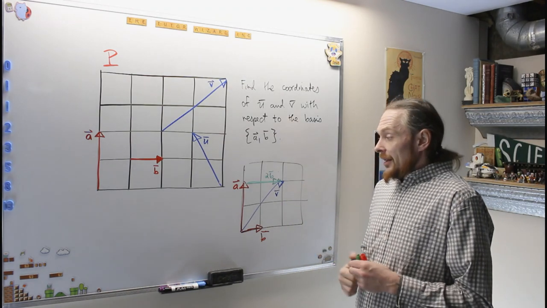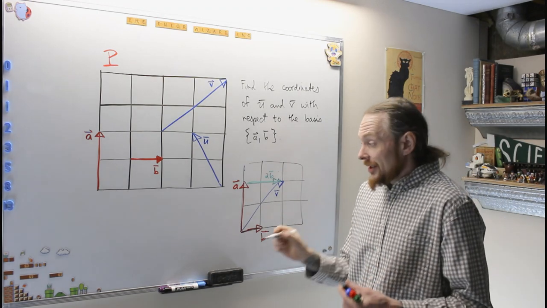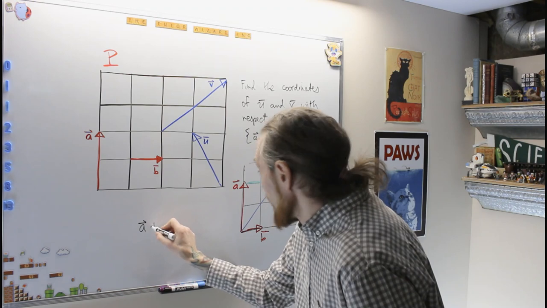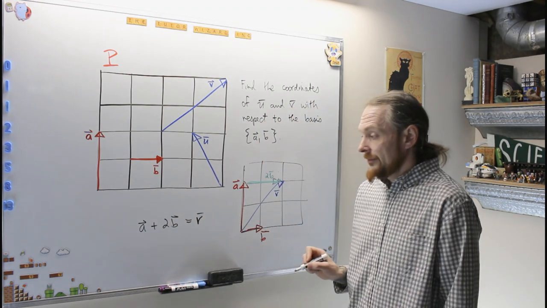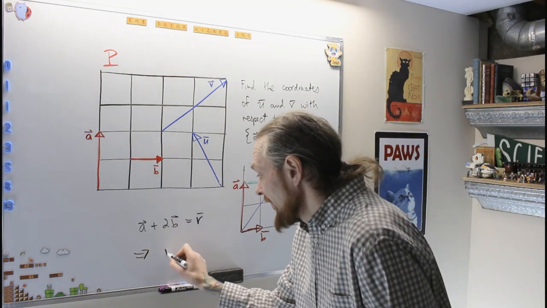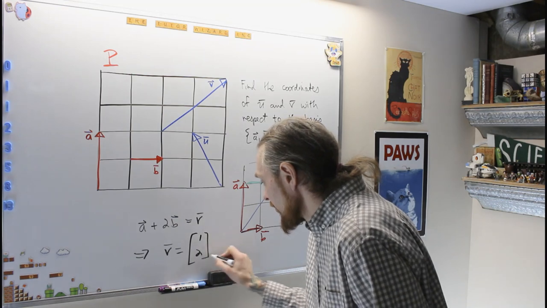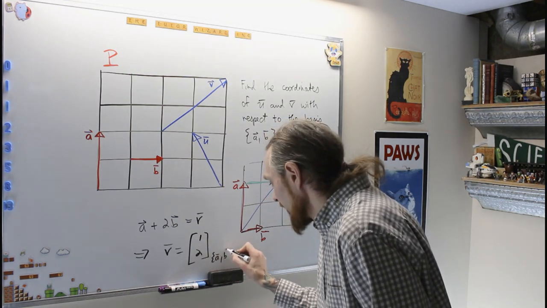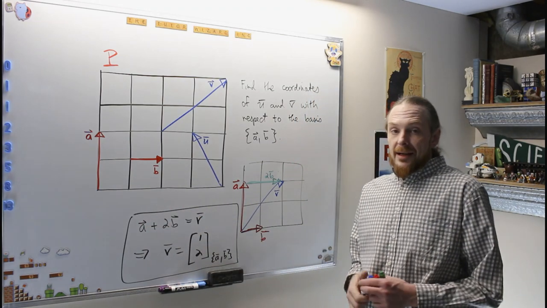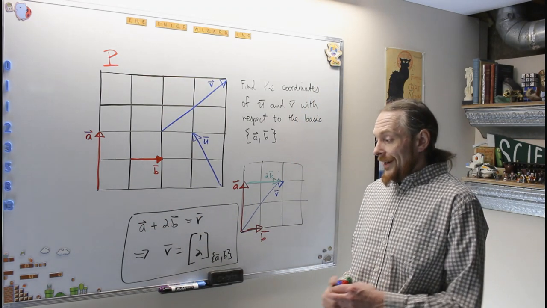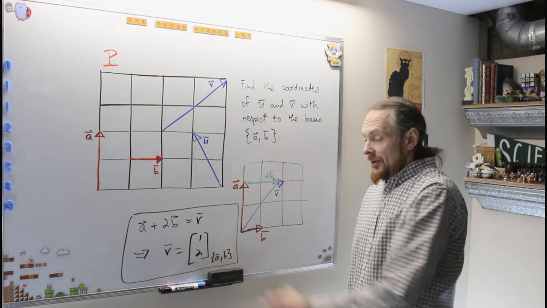So now you can see what that says. I can now algebraically write that out as geometric addition. That says A plus 2B equals V. And that says that V has coordinates 1, 2 with respect to the basis AB. And that's how you write vectors with coordinates with respect to other vectors.